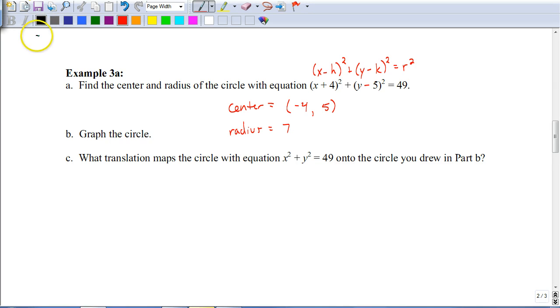Now it says to graph the circle. In your assignment, you'd be given graph paper, so you wouldn't have to worry about it. And let's go 1, 2, 3, 4, 5, 6, 7, 8, 9, 10. That should be good enough. Okay, so we're going to graph our center at the point -4, 5. So 1, 2, 3, 4, up 5. 1, 2, 3, 4, 5. Looks like it'd be right about there.